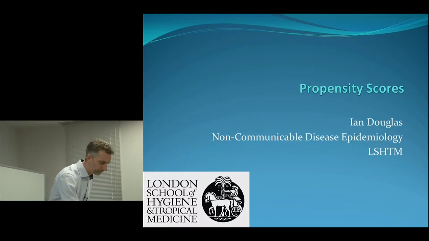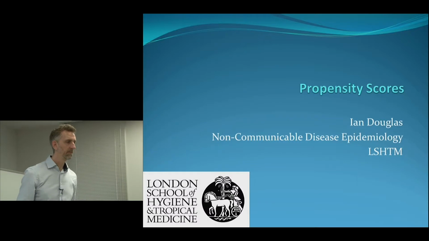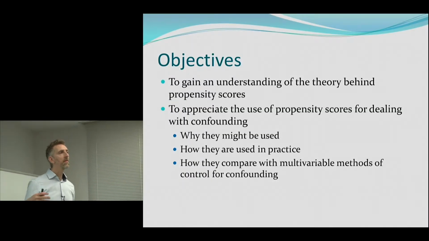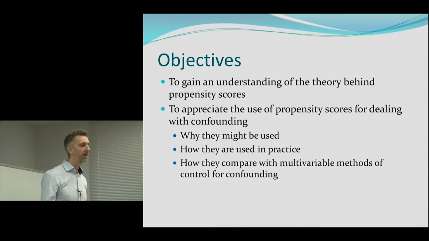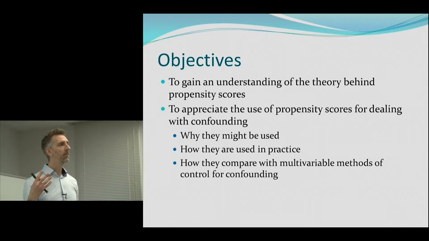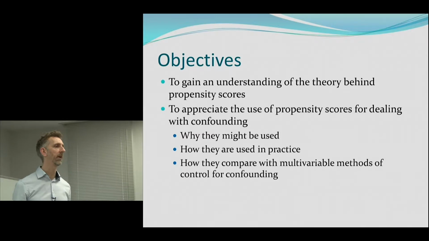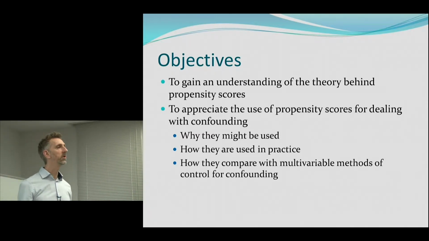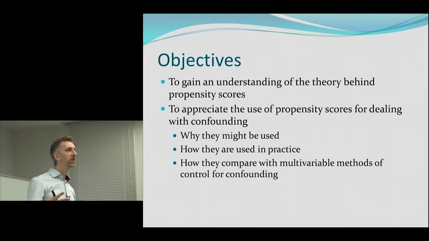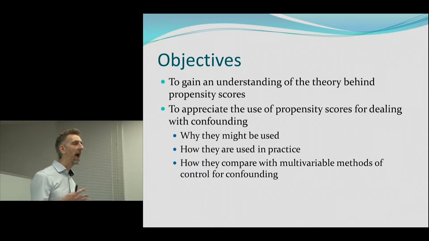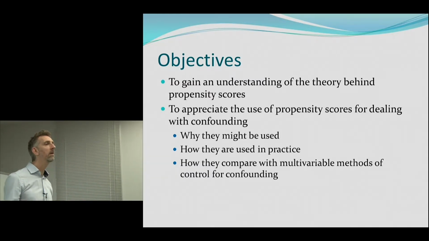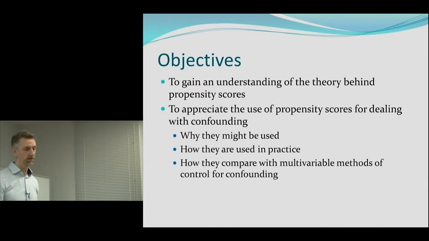Okay, so we are going to talk about the theory behind propensity scores and appreciate how they can be used to adjust for confounding. So we'll talk about why we would use them, how we would use them in practice, and how they compare with multivariable methods of confounding adjustment.